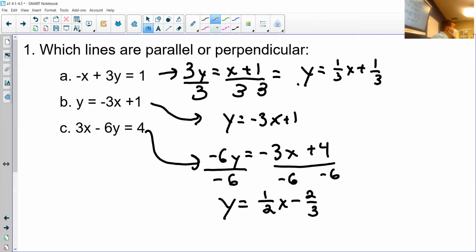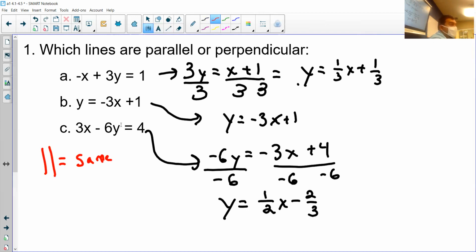There's 2 things we know. Well, there's more than 2 things we know, but for today, parallel lines means the slope is the same. Is there any A, B, C combination here where the slopes are the same? We don't know. We're trying to figure that out. Is the slope the same for any 2 equations here?